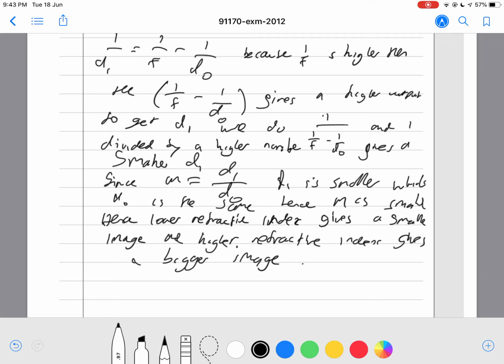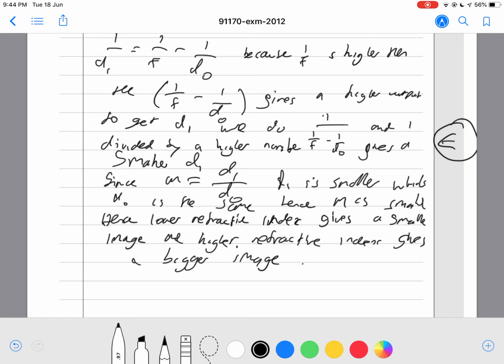Okay, so you can do it either way. If we say that the rays bend less in the lower refractive index and therefore the focal length is longer, and then you establish how the focal length affects the size of the image, and link that back to the magnification, if you're able to do that, then you'll get your excellence grade, okay? So your final concluding statement would be higher refractive index gives us a larger image.